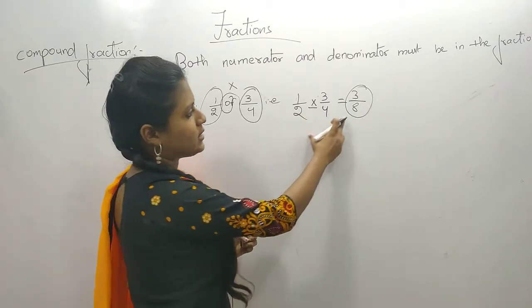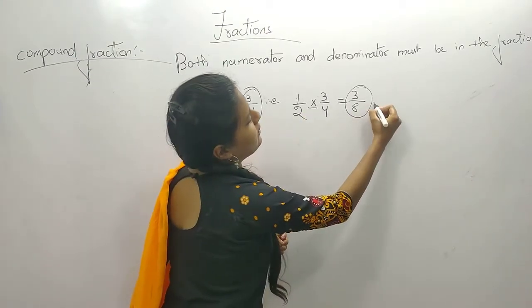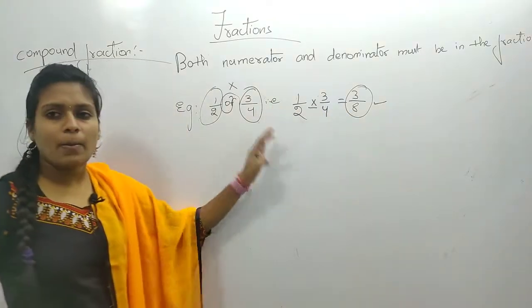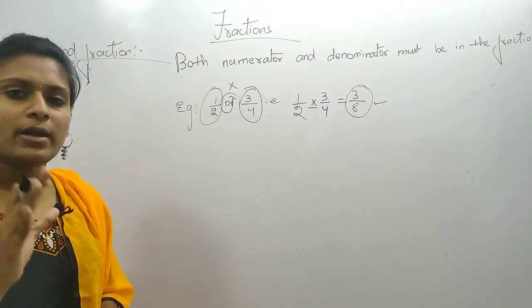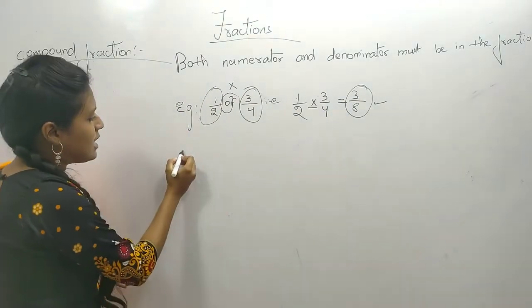3 by 4 is equal to 3 by 8. It is also in the fractional form, then it is called a compound fraction. By mistake you can make a small mistake. What is that? Let's see it.